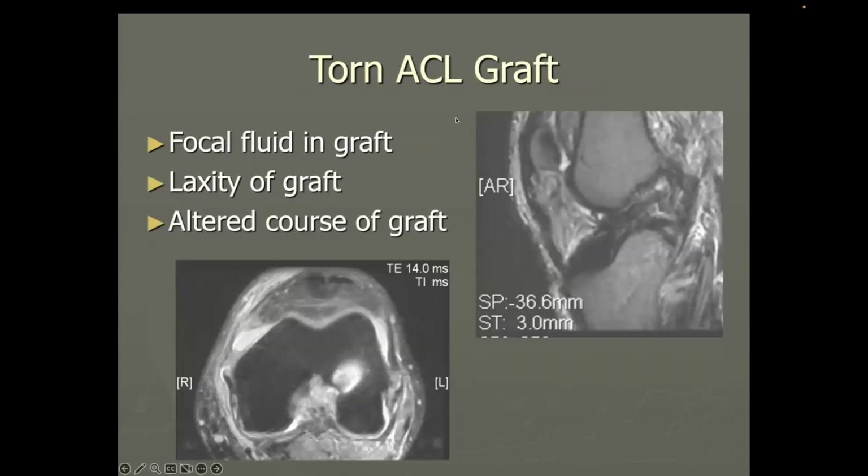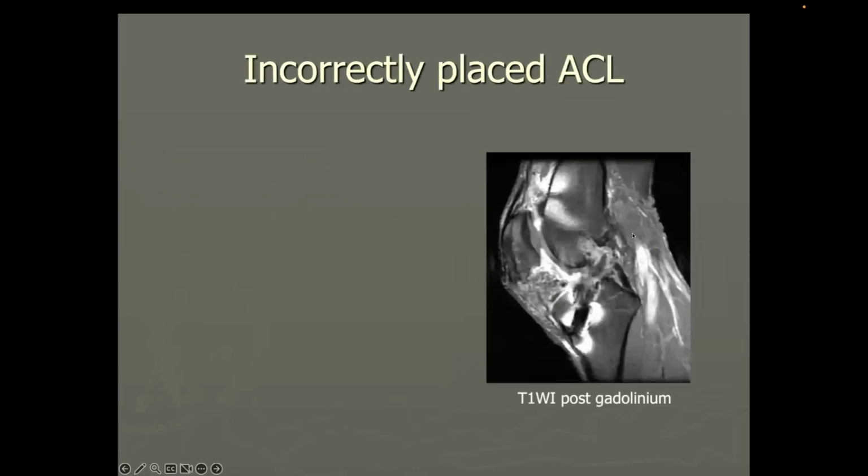But what about the torn graft? You'll see fluid within the graft, you'll see laxity of the graft, and you'll see an altered course of the graft, right? And so in this instance, this is an ACL that's torn. I see signal up here and absent fibers where the tunnel was drilled. We see laxity here as well.